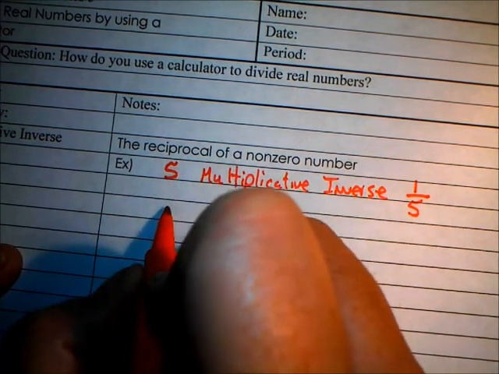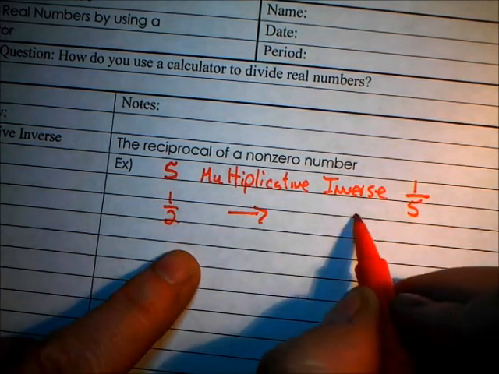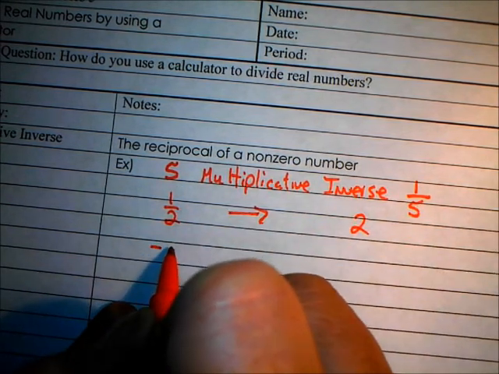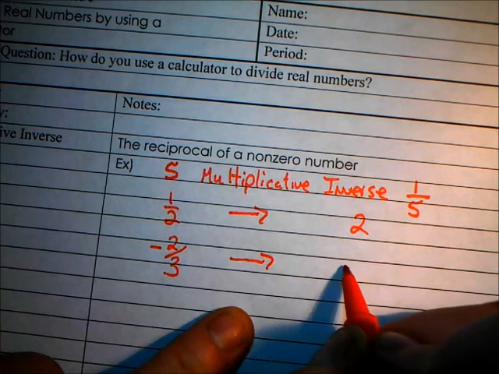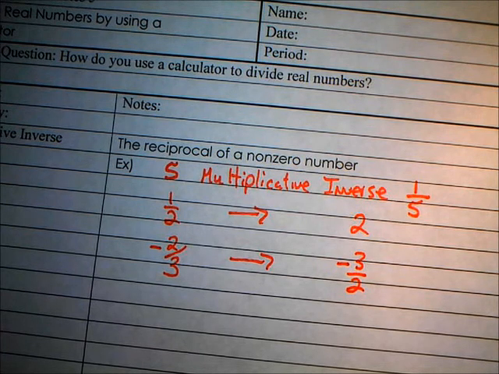Another one, suppose I have 1/2. Then the multiplicative inverse would be 2. Suppose I had -2/3. The multiplicative inverse would be -3/2. It's just flipping it, keeping the sign.